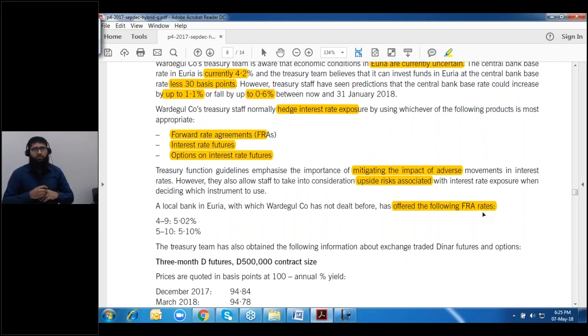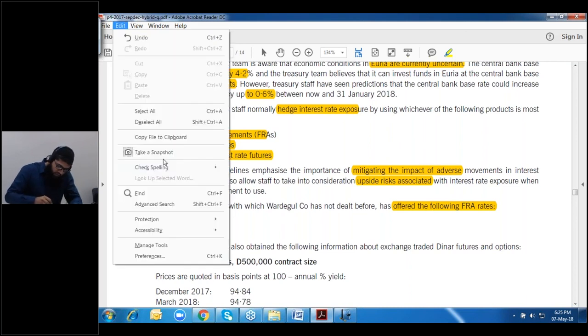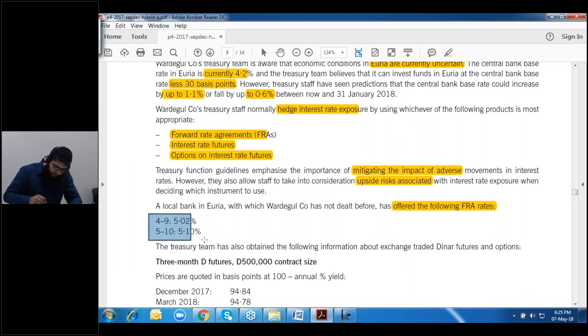So usually what happens when it comes to the forward rate agreement is that you contract with the bank and the bank offers you a rate. Now it says in this specific question, a bank has offered a rate of FRA for 4-9 as 5.02%, and 5-10 as 5.10%. Now, what I'm actually going to discuss is how exactly we deal with the FRAs.